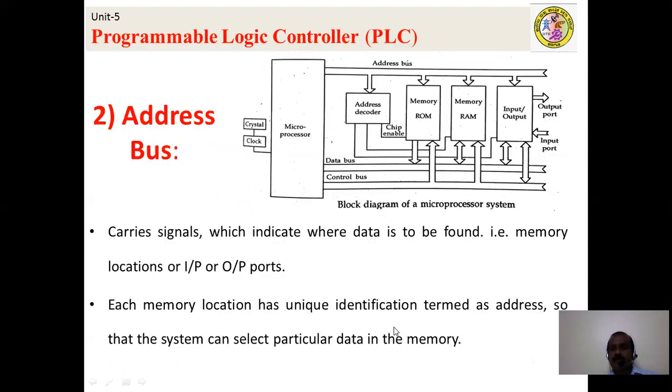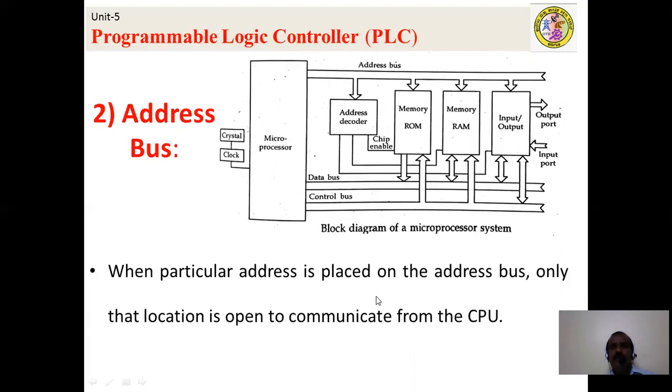Address bus. The address bus carries signals which indicate where the data is to be found, that is, in the memory location or the input-output ports. Each memory location has a unique identification termed as address, so that the system can select the particular data in the memory. When a particular address is placed on the address bus, only that particular memory location is open to communicate with the CPU or the microprocessor.